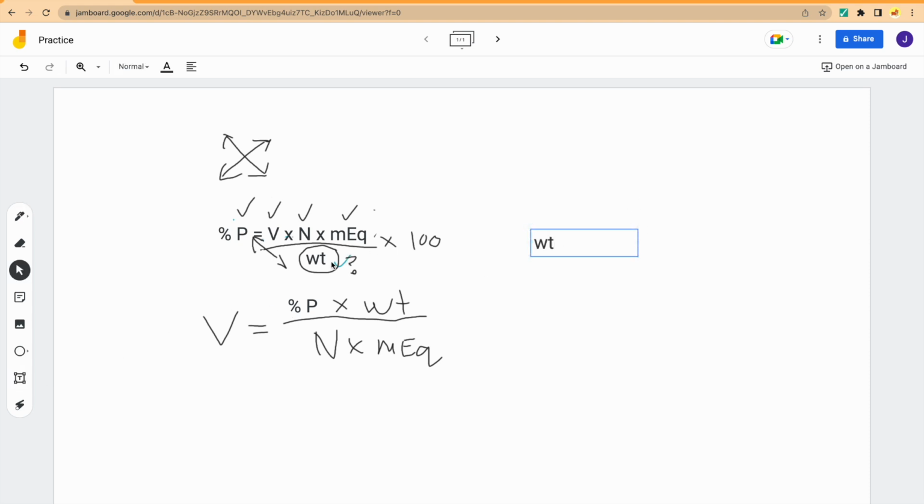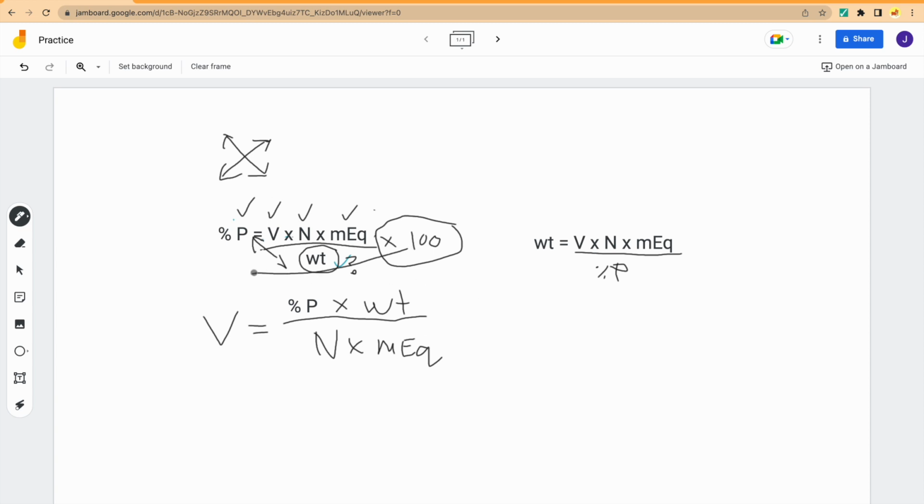The weight becomes the numerator because it crosses the equal sign. And you just have to copy all of them, right? V times N times MEQ. And then the purity goes down. Percent purity. Okay. So they just exchange, right? I'm sorry. I forgot about the times 100. Okay. But if you're doing this, you have to divide everything, this one. This will also go down, right?